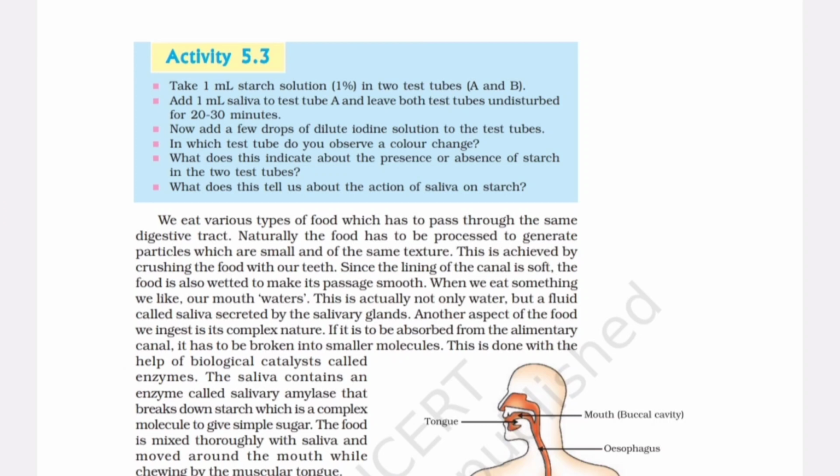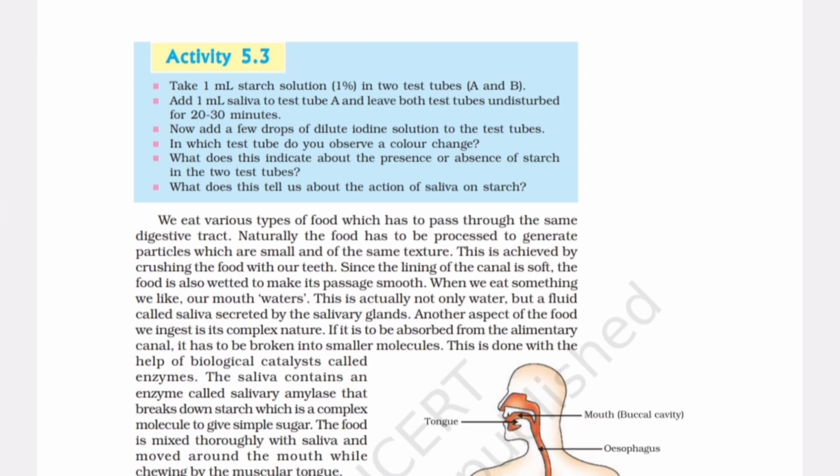Activity 5.3. Take 1 ml starch solution, 1%, in 2 test tubes, A and B. Add 1 ml saliva to test tube A and leave both test tubes undisturbed for 20 to 30 minutes. Now add a few drops of dilute iodine solution to the test tubes. In which test tube do you observe a color change? What does this indicate about the presence or absence of starch in the 2 test tubes? What does this tell us about the action of saliva on starch?